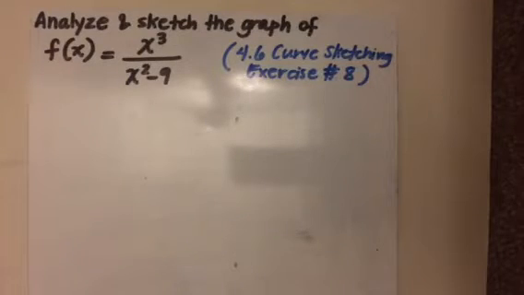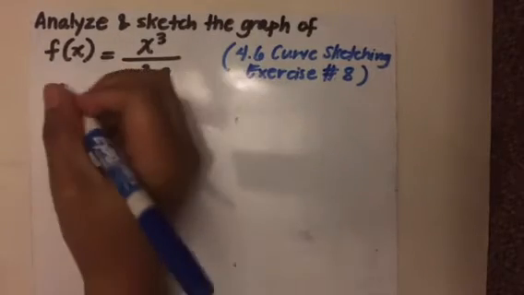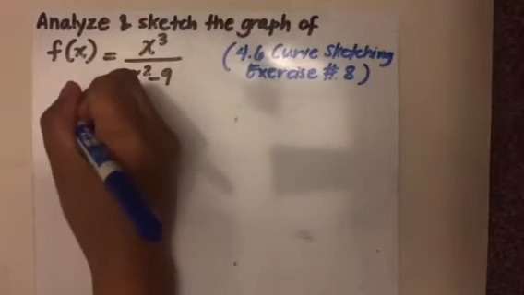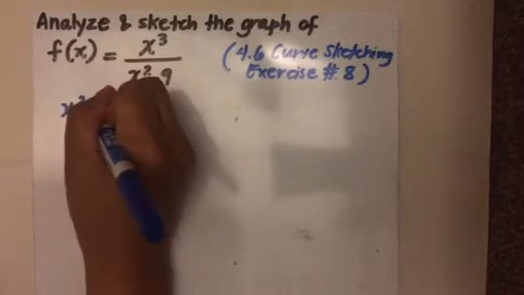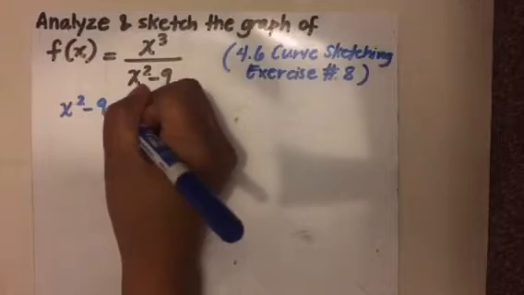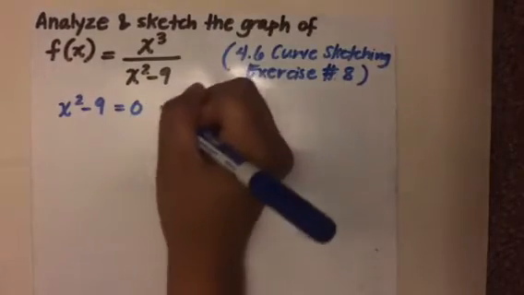The next example is from section 4.6, exercise number 8. So analyze and sketch the graph of the function x cubed over x squared minus 9. We start with finding the domain. So we find where the denominator equals 0.